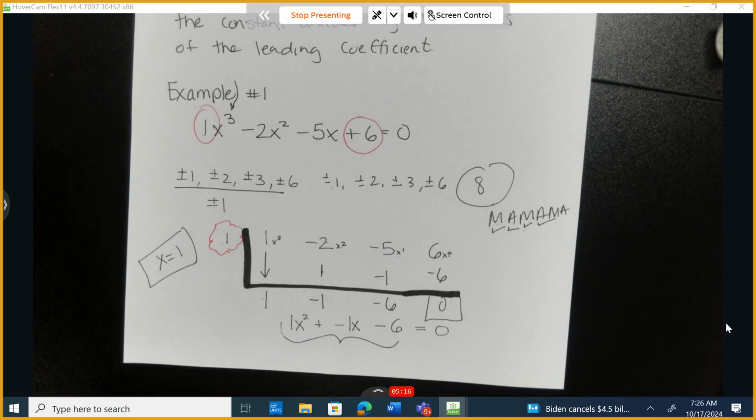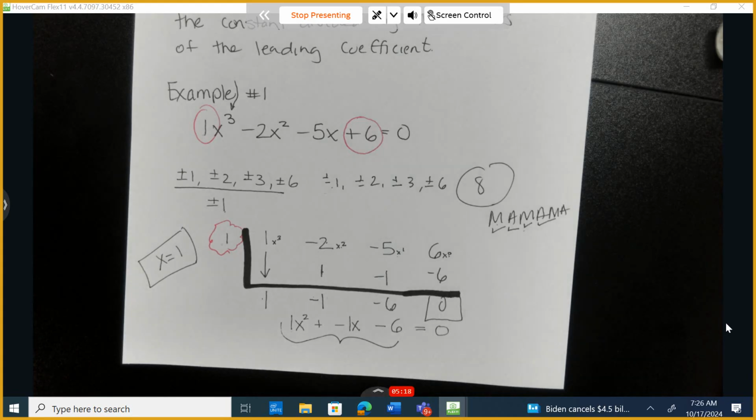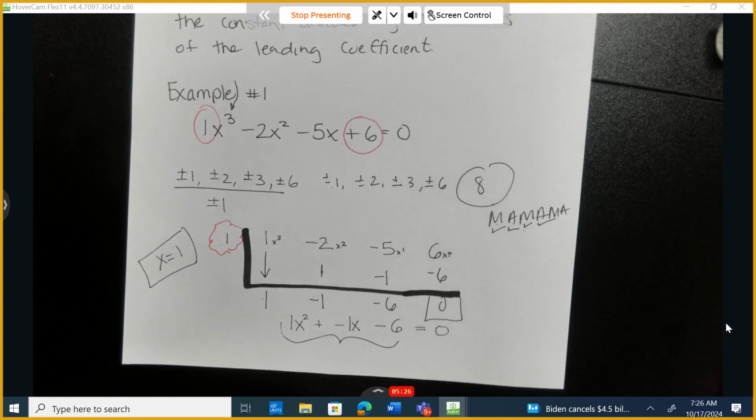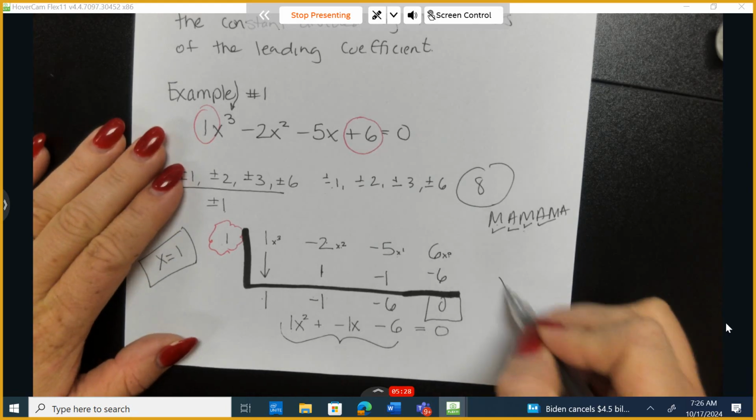This is a quadratic equation, and there are multiple ways that we can solve this. If factoring is a possibility, absolutely, let's factor. If we cannot factor, we could do the quadratic formula, completing the square, other things like that. So I'm going to see, can I factor this?